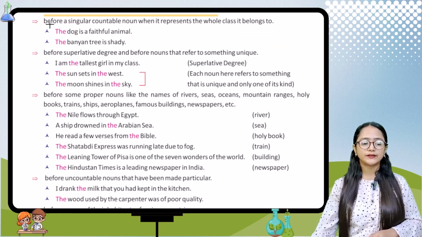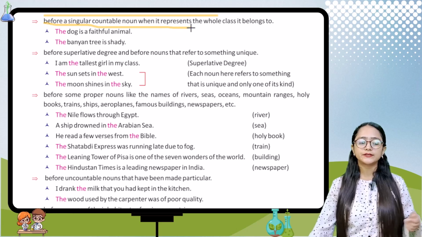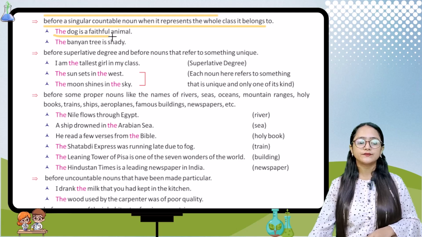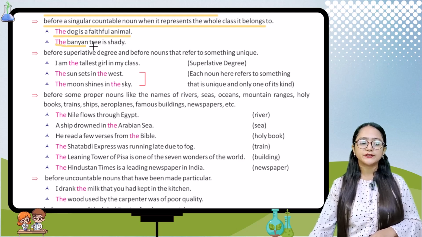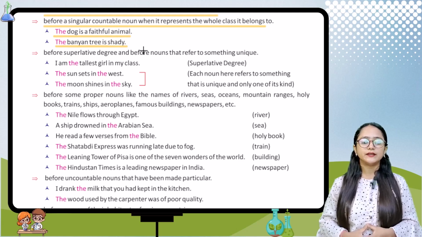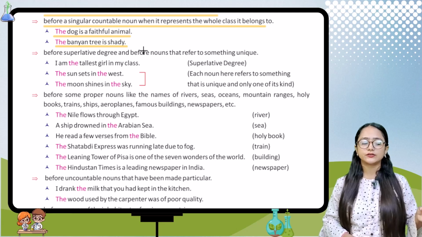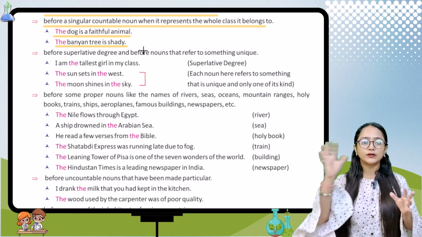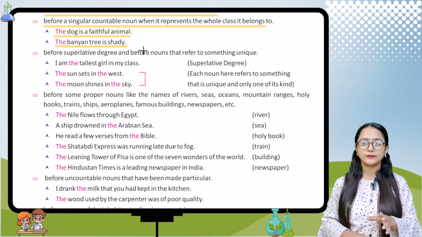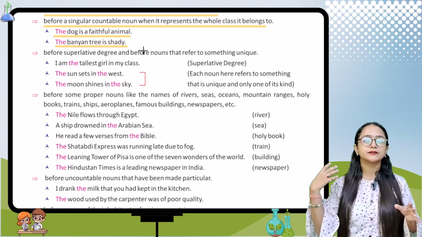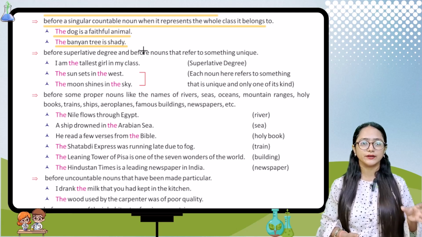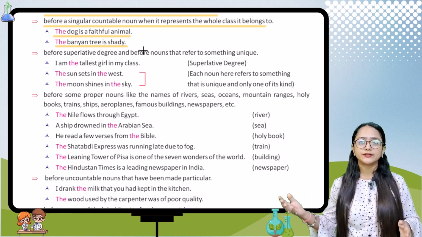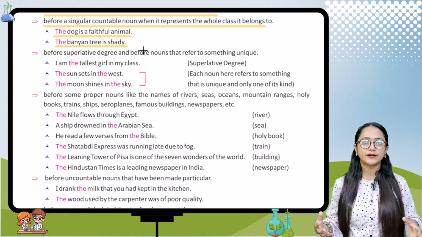Now the next point is before a singular countable noun when it represents the whole class it belongs to. For example, the dog is a faithful animal. The banyan tree is shady. So basically we use the there also, where the singular countable noun represents the whole class. From the animal class it is telling you about the dog, the particular one. Next one, the banyan tree is shady. It is telling you about the quality of that banyan tree.